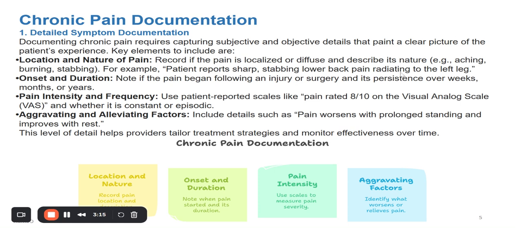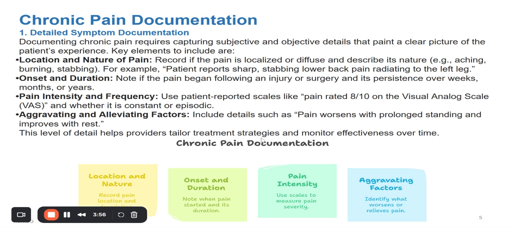Onset and duration: note if the pain began following an injury or surgery and its persistence over weeks, months, or years. Pain intensity and frequency: use patient-reported scales like pain rated 8 to 10 on the visual analog scale (VAS), and whether it is constant or episodic. Aggravating and alleviating factors include details such as pain worsens with prolonged standing and improves with rest. This level of detail helps providers tailor treatment strategies and monitor effectiveness over time.